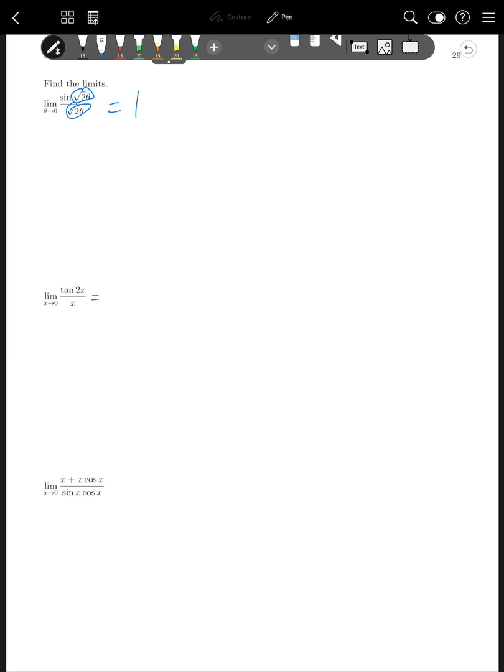Second one, rewrite this as sine 2x over cosine 2x over x. To divide fractions, you multiply by the reciprocal. So sine 2x over cosine 2x times 1 over x. And I'm still doing the limit. Sorry, I forgot to write that. Okay. So then one thing we can do here is you should notice now that we have a sine 2x on top and an x on the bottom. So on the bottom, we're just missing a 2. So multiply by 2 over 2.